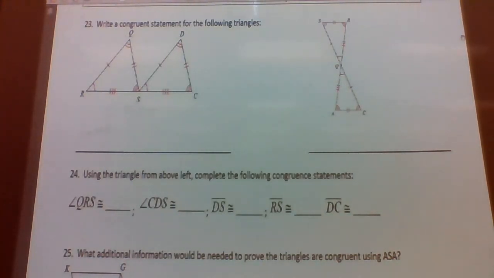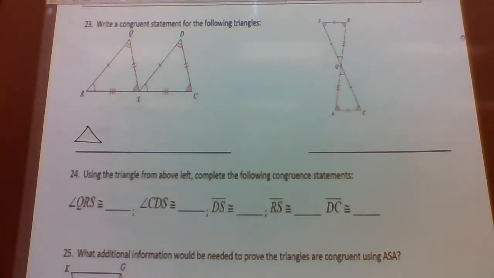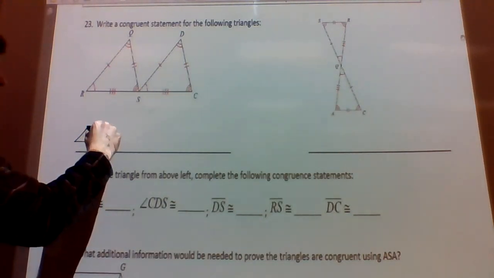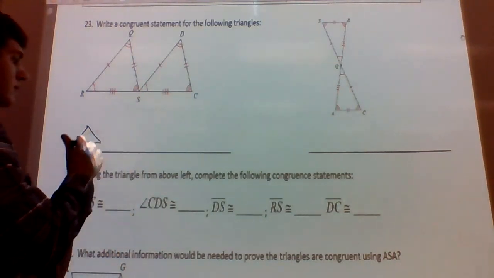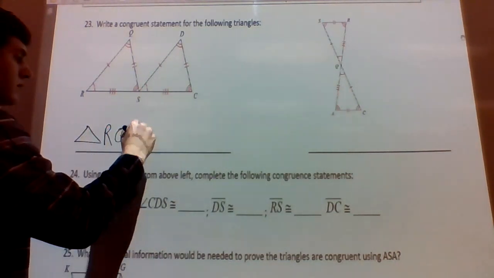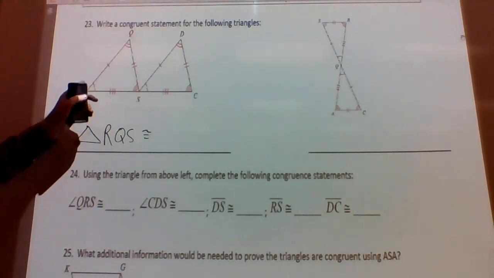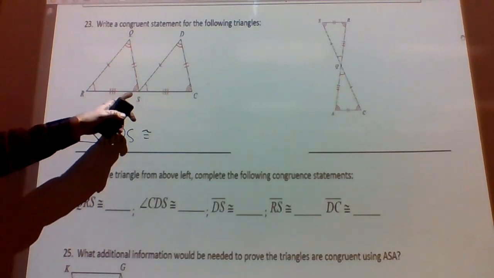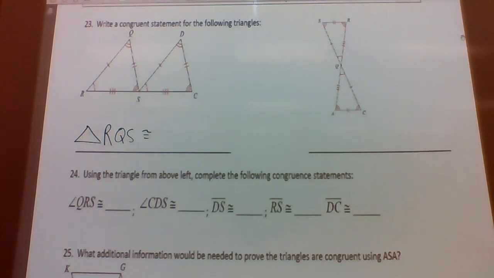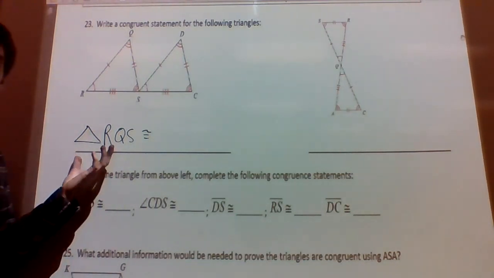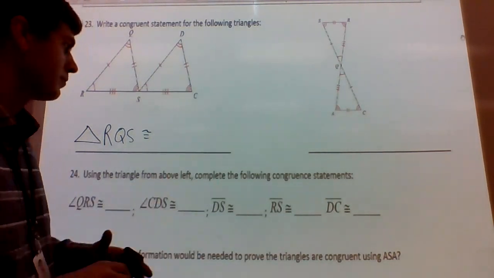Right. So again, we can name the first one however we want, as we've done before. I'm just going to go in order, RQS. We could have written it RSQ, QSR, QRS, SQR, SRQ. So there's 6 different ways we could have written it. It doesn't matter which of those 6 ways we write the first one, but we have to match the other one up based on its corresponding parts.